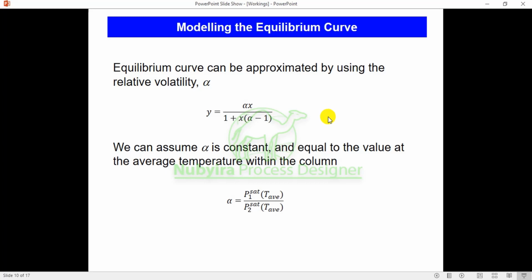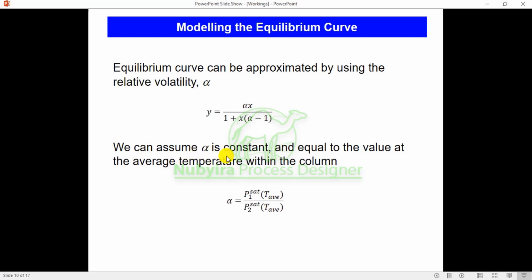So at average temperature of the column, I think the first thing that we should get there is the average temperature. Then we get the relative volatility. Like I said, the relative volatility is used to relate the equilibrium composition of the light component. This is the vapor phase mole fraction and the liquid phase mole fraction of the light component for the stages. So we need to get the T average first. Then we get the relative volatility, and we assume it is constant.